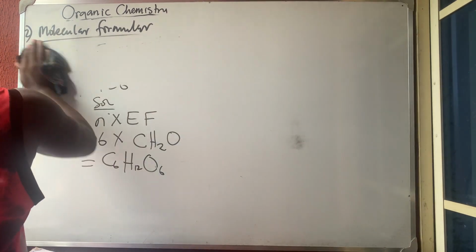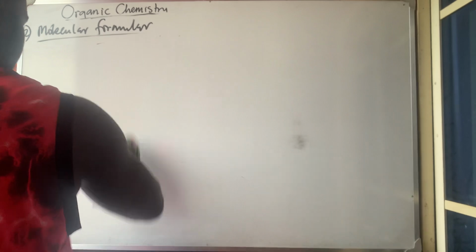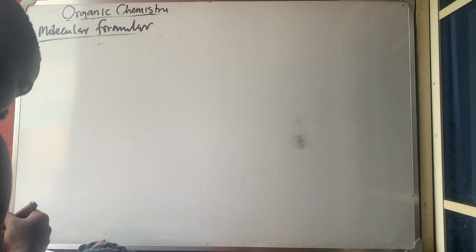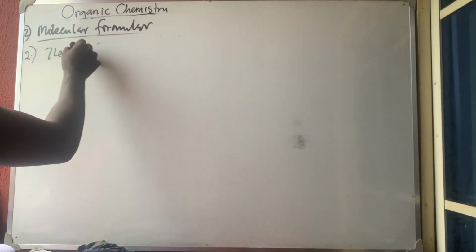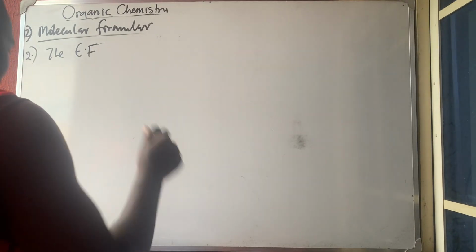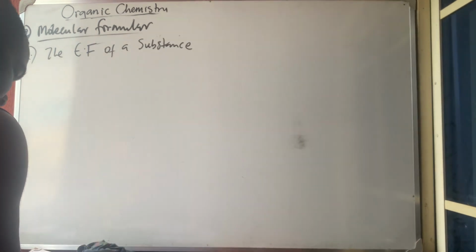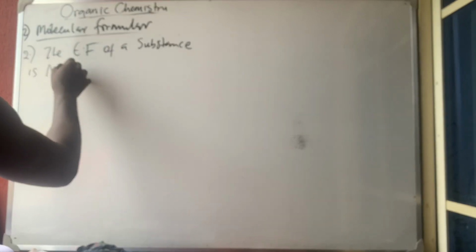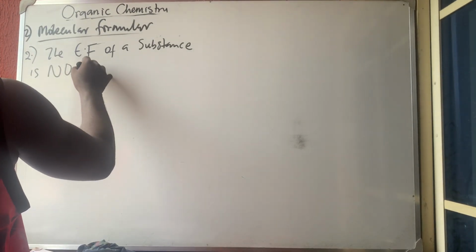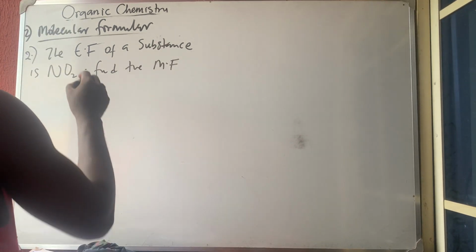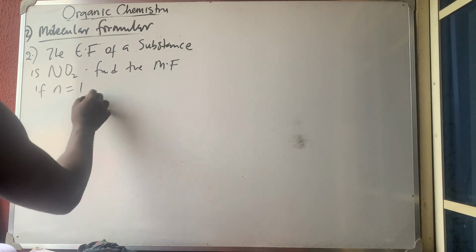Example number 2. I think I'll stop at the molecular formula. Then in the next video, we'll talk about the structural formula. Example 2 said the empirical formula of a substance is NO2. Find the molecular formula if N is equal to 1.